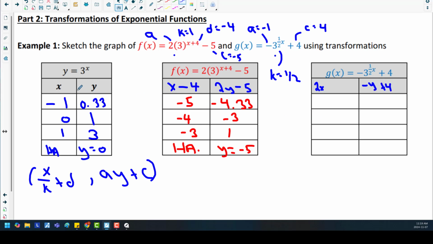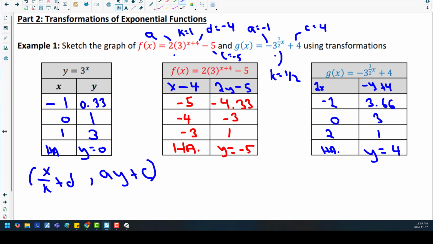Now we substitute the same base values from that first table there. So -1 goes into x, that's -2. 0, that's 0. 1 times 2 is 2. And the horizontal asymptote, we will find out soon enough. 0.33 is my y value, so -0.33. This is going to be then +3.66. Substitute 1, -1, so -1 plus 4, that's 3. And 3 times -1 is -3, so that's going to be +1. As for the horizontal asymptote, it is our c value, which is y equals 4.